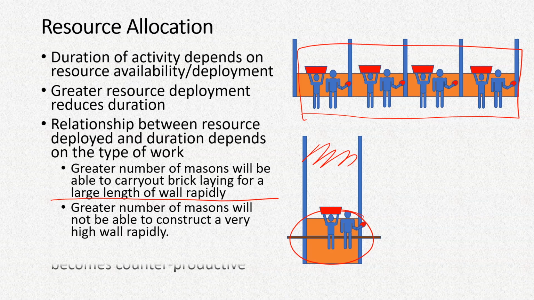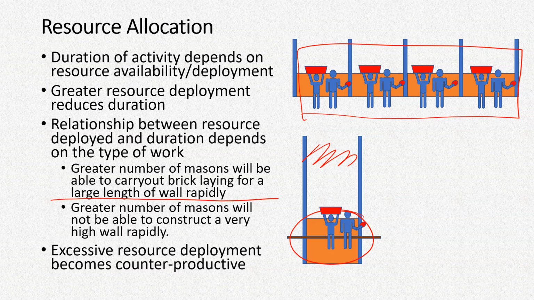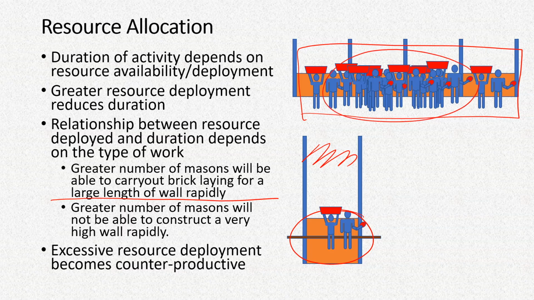Another point is that excessive resource deployment becomes counterproductive. Just because 10 people are doing it in 10 days, you cannot employ 1,000 people to do it in 2 or 3 hours. It's not possible, because if you excessively deploy these resources, then the coordination will be disturbed, because there will be too many people in a very tight space and the work will not be efficient, and instead it may even be counterproductive.